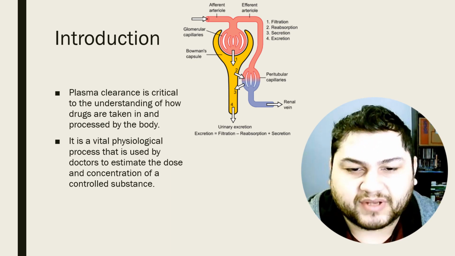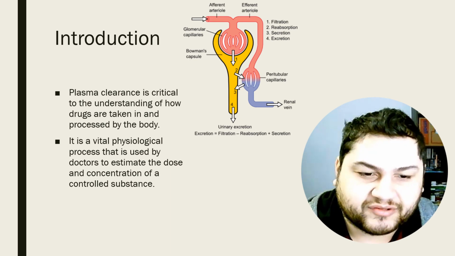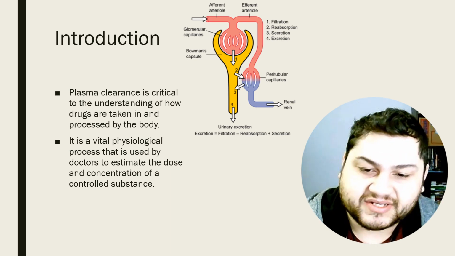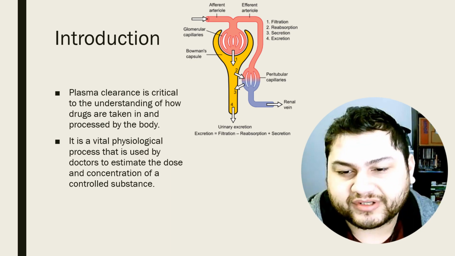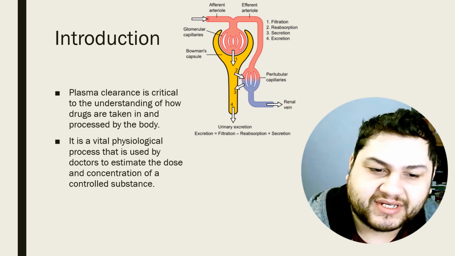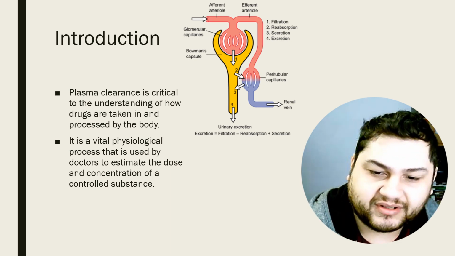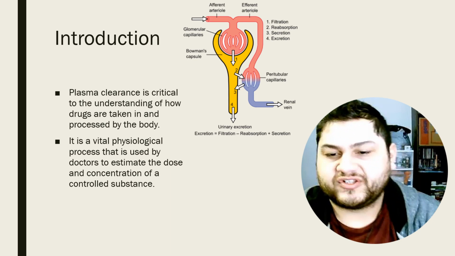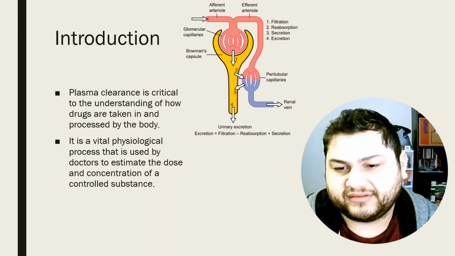So, a bit of a brief introduction. Plasma clearance is the physiological process of an imaginary amount of plasma being infiltrated or saturated with a certain chemical or substance, typically an administered drug, a controlled substance that is supposed to have a specific effect on the body. A good example would be during anesthetization to prep for surgery, or even prescription medication to deal with pain.